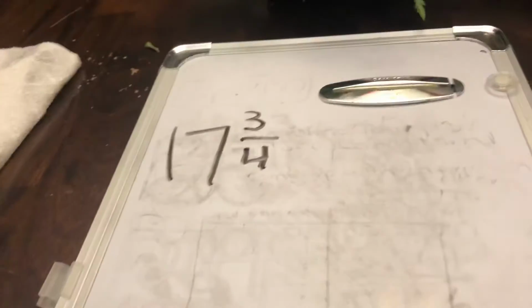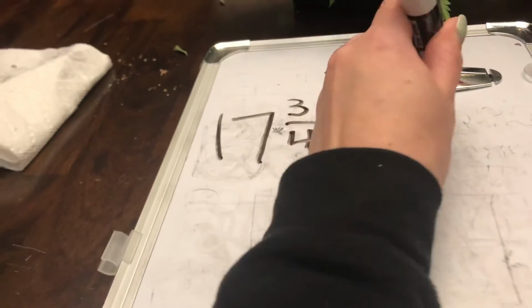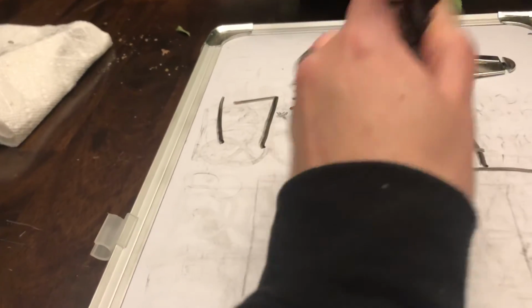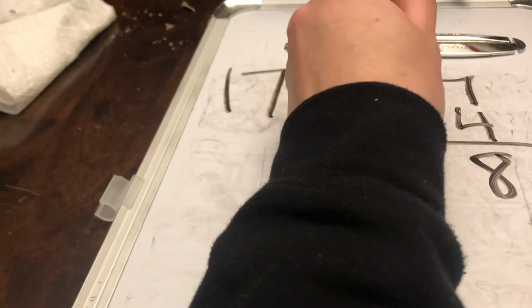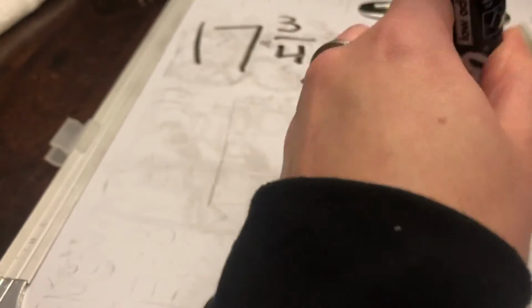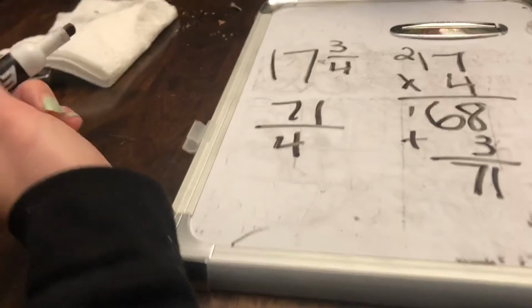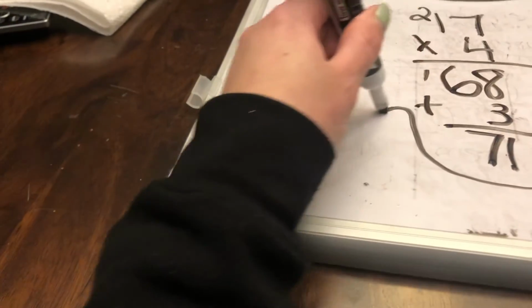I'm going to do one more just so we can train our brains. Let's go 17 and 3 over 4. Step 1, denominator times whole number. It's what we've been doing every single example. So 17 times 4. 7 times 4 is 28, carry the 2. 4 times 1 is 4, plus 2 is 6. Step 2, add the numerator to this. So 68 plus 3, 71. Step 3, write the whole sum over top of the denominator. 71 over 4.